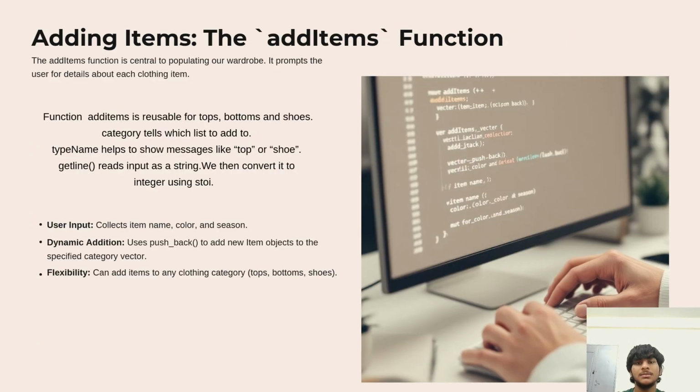Now we have defined the add items function. The add items function is central to populating our wardrobe. It prompts the user for details about each clothing item. The function addItem is reusable for tops, bottoms, and shoes. Category tells which list to add to. Type name helps to show messages like top or shoe. getline reads input as a string. We then convert it to an integer using stoi. In this function, we take input from the user for item name, color, and season. And we use push_back to add new item objects to the specified category vector. And we can add items to any clothing category like tops, bottoms, and shoes.